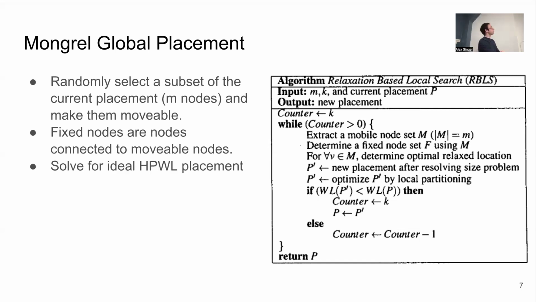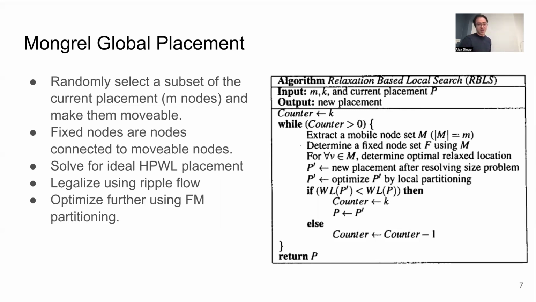And then we're going to solve for an ideal HPWL placement. They do this using a network flow-based approach, which I'll show you. Once they have that ideal placement, it's going to be super illegal. We're going to have so many bins overfilled, it's going to be crazy. So we're going to legalize this using a ripple flow, which is one of the reasons this paper is known, the ripple flow technique, which we will talk about. And finally, they do one last little cleanup, which they optimize further using an FM partitioner.